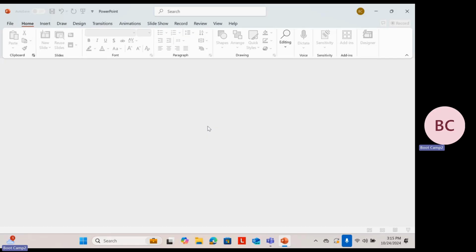So that's a list of the various functions that come with it. I'll talk about a few of them.